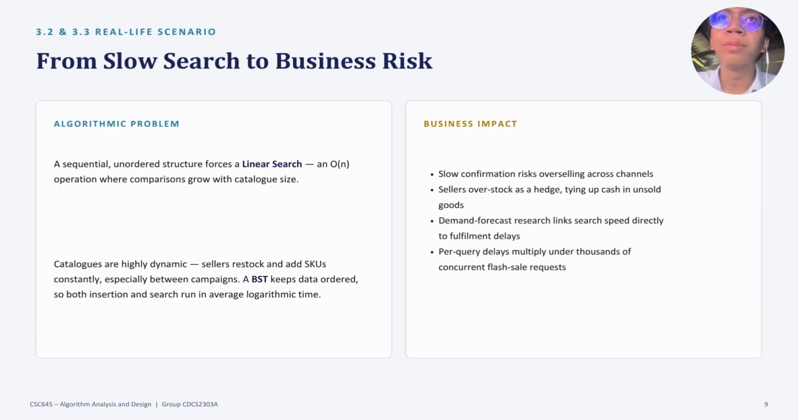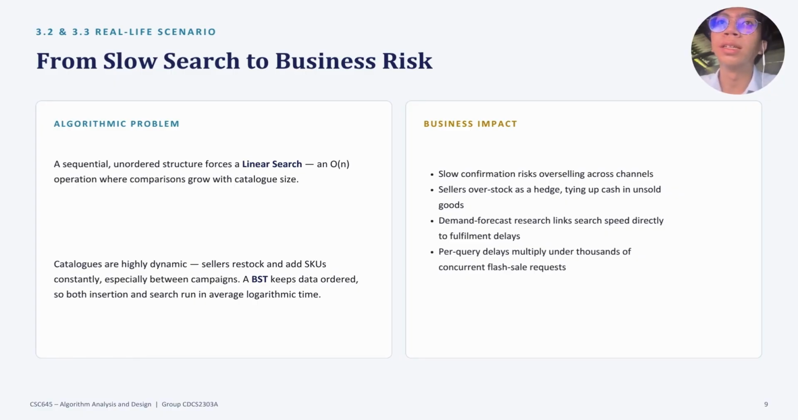The actual problem comes when the stock is stored in a simple list. The system has to check items one by one. This is called linear search. The more products you have, the longer it takes, and the stock list keeps changing. Sellers add new items all the time, especially right before a sale. So we need something that's fast at both adding new items and finding them. That's what a binary search tree does. It keeps them in order, so both jobs stay fast.